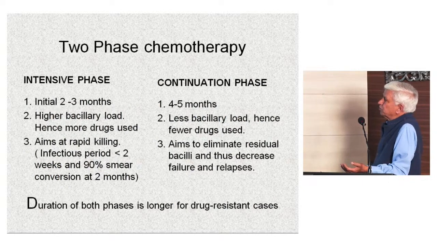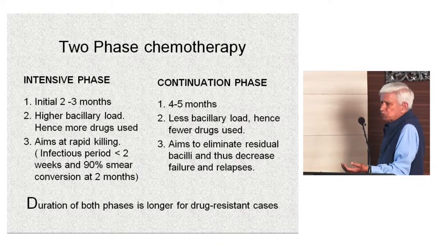Most importantly, tuberculosis treatment is two-phase chemotherapy. You know that there is an intensive phase and then there is a continuation phase. Intensive phase is the initial 2 to 3 months. In fact, for a fresh new case, it is 2 months, and for a relapse, it is 3 months. Continuation phase is 4 to 5 months. So overall, it is 6 months to 8 months for the fresh case and the relapse.